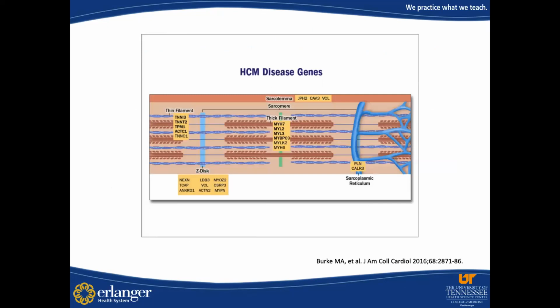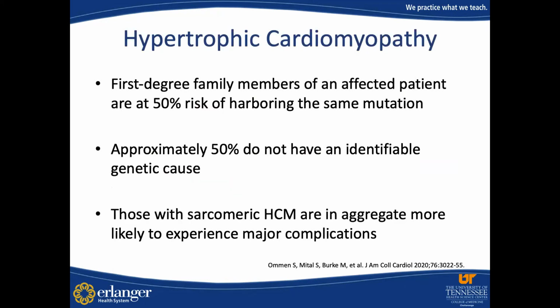So this is straight from ACC. This is your sarcomere, and it's laying out all the different gene mutations. Nothing y'all need to actually be aware of. We don't even have to know the specific mutations, but just a little throwback to Step 1 and 2. So the thing you want to know is first degree family members are at 50% risk of having that same genetic mutation. And then 50% of patients have no identifiable genetic cause. Just because you can't find a gene doesn't mean that it's not there.